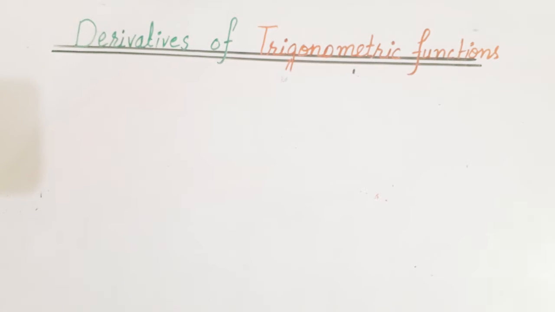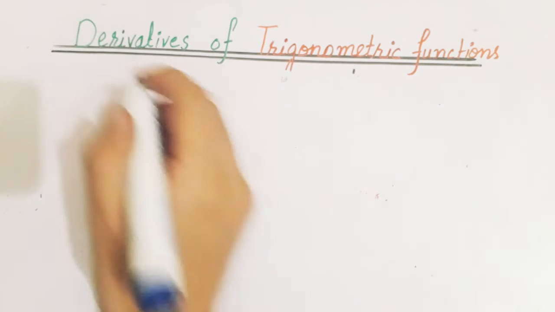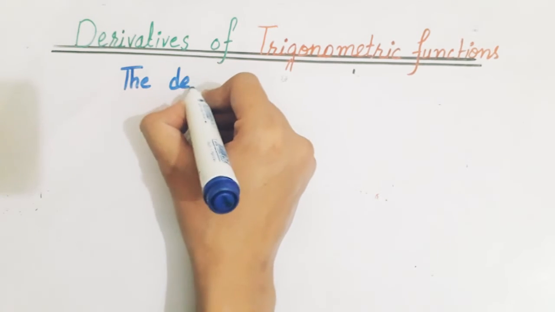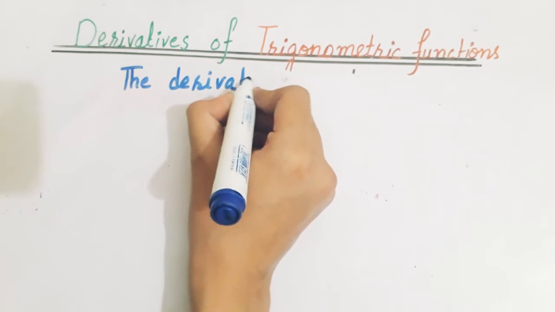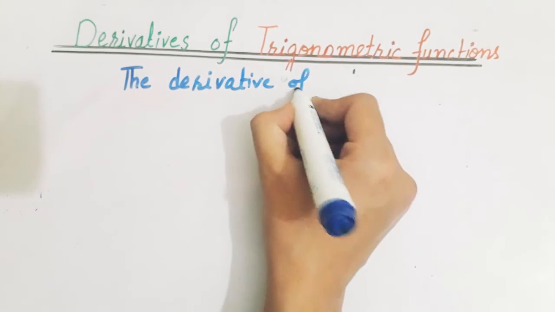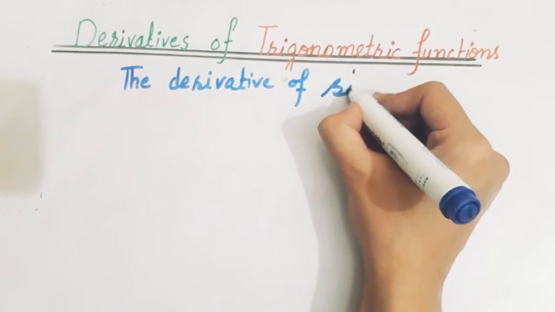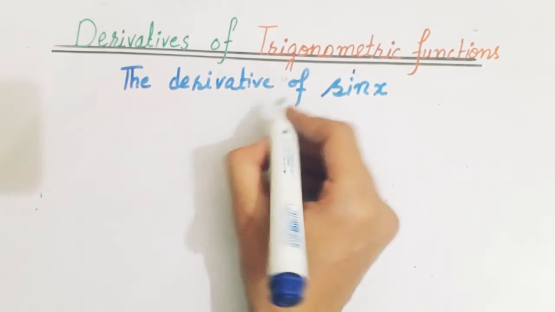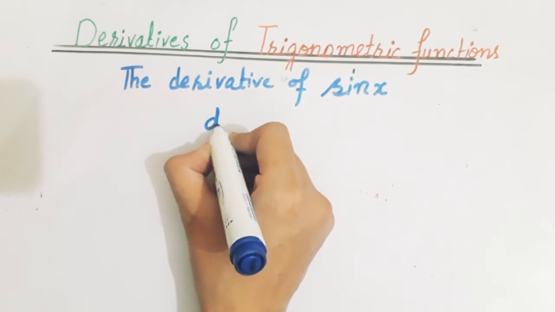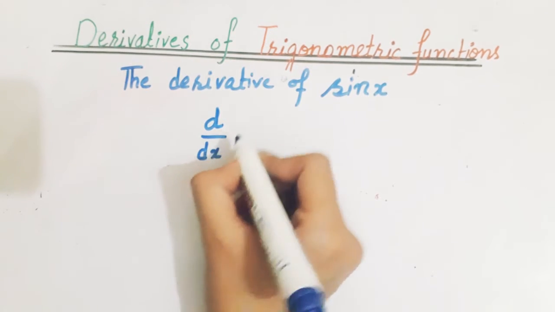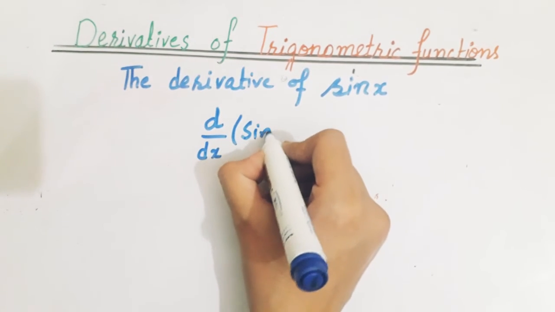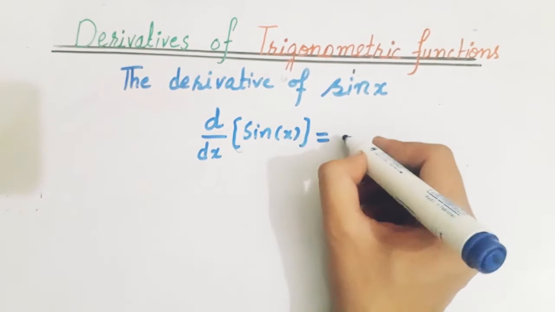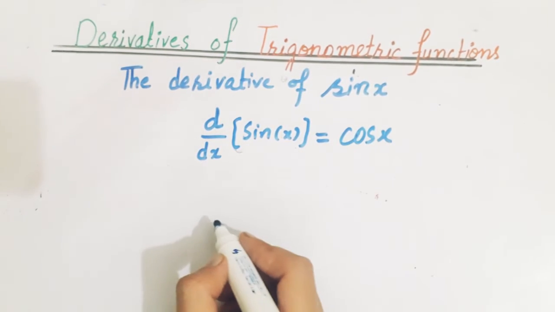Now, first of all, we will study the derivative of sine. So the derivative of sine is found by d by dx of sine x, that will be equal to cos of x.